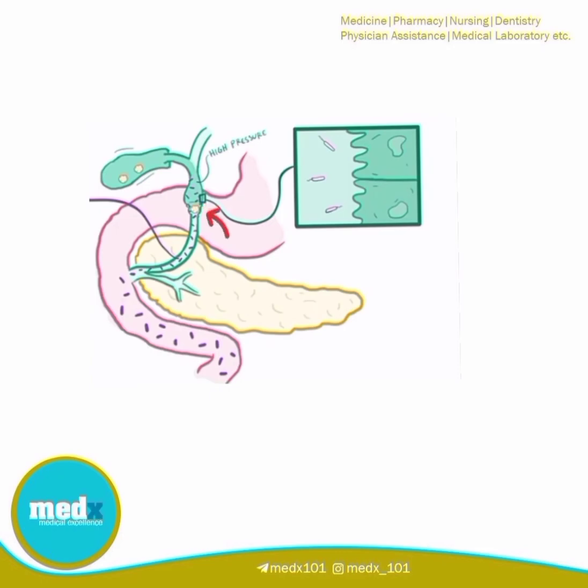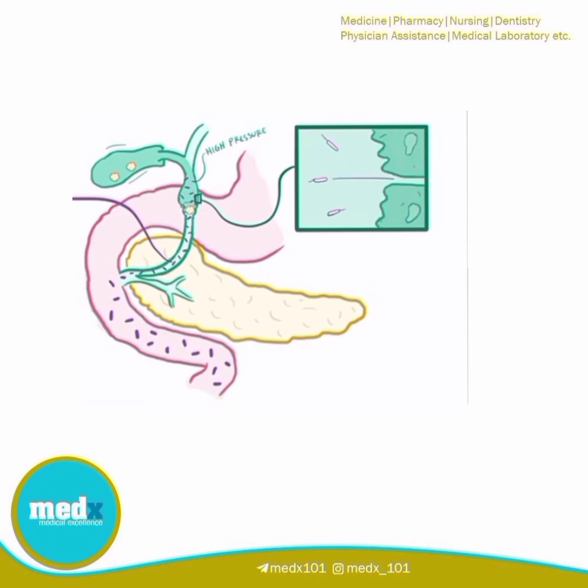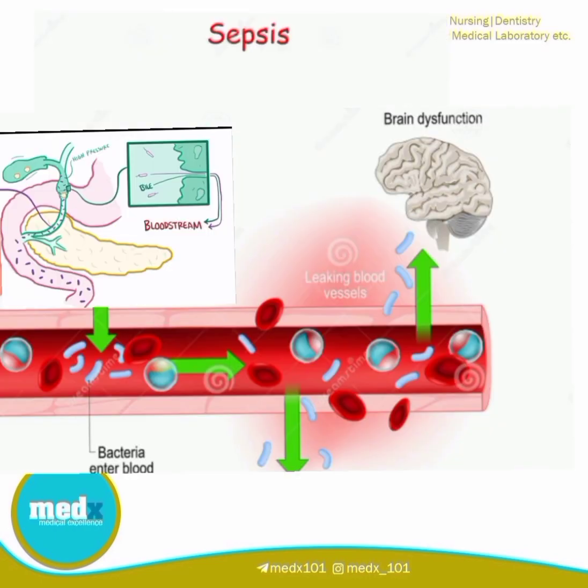Also, due to the obstruction, bile is not able to flow as it should, so it becomes stagnant in the biliary system, and this increases intraductal pressure. This increase in intraductal pressure causes the tight junctions between the cholangiocytes to widen. The cholangiocytes are the cells that line the bile ducts, and when this happens, it allows bile and bacteria to enter the bloodstream. When the bacteria gets into the bloodstream, it can lead to septic shock, where the blood vessels become leaky and eventually lead to hypotension.